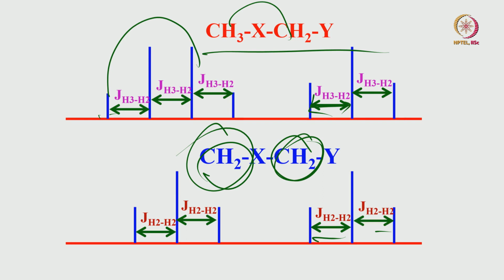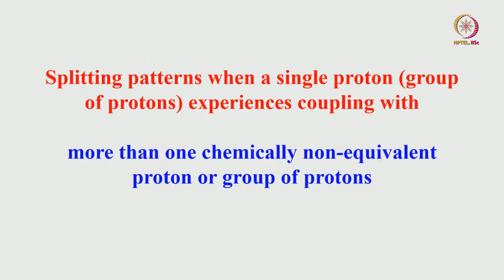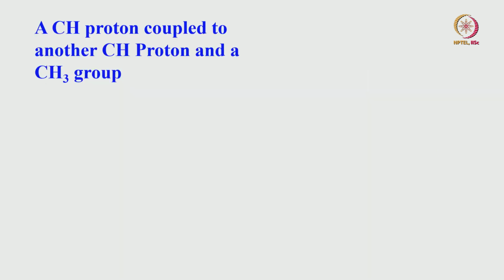Okay? Very easy. Now we will see what happens. This is a simple molecule, but in reality you are not going to see only this type of simple molecule. You come across various complex multiplicity patterns. How do we get that? How do you get the splitting patterns when a single proton is coupled to groups of protons or several groups of protons, both chemically equivalent or not, and how does the multiplicity come? Several examples we will take now.